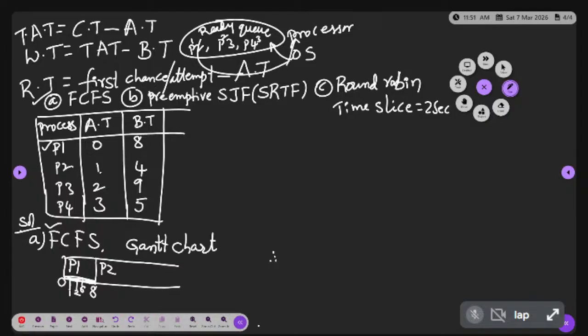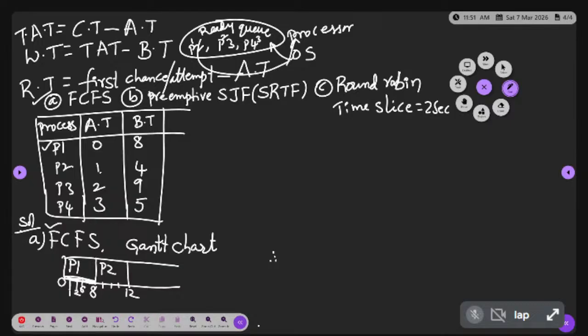P2 is allocated. So P2 comes out, total time required to complete 4 seconds: 8 to 9, 9 to 10, 10 to 11, 11 to 12. After 12 seconds, during this 8 to 12, what is the state of process P2? In 8 to 12, what does process P2 do? It is in running state. And during 8 to 12, what do P3 and P4 do?